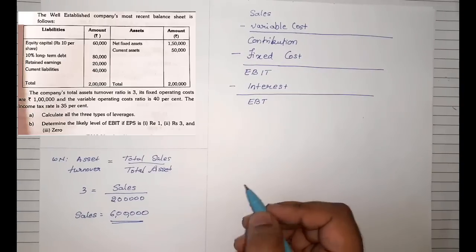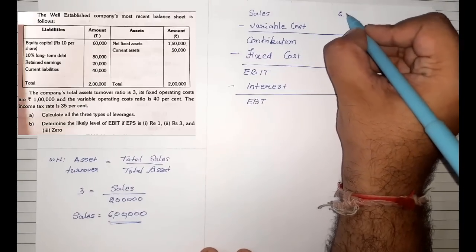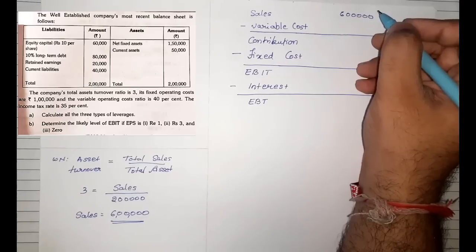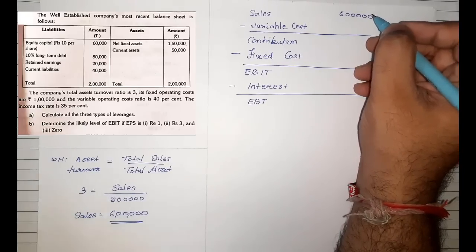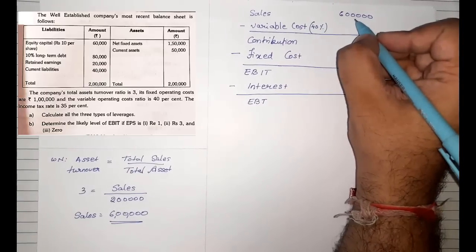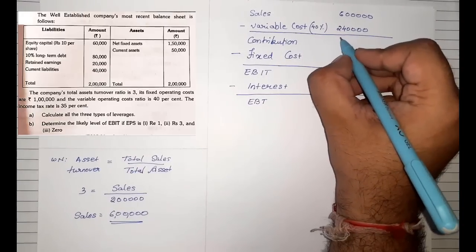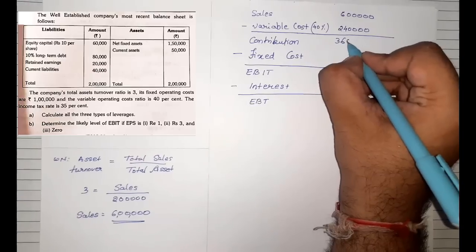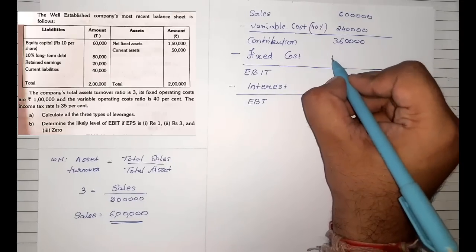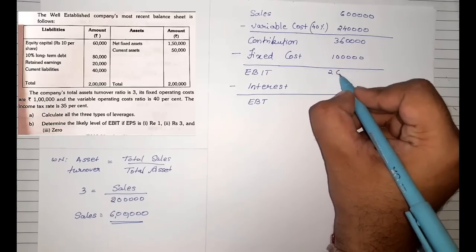Once we got the value of sales, now I can solve my income statement. So I'll write under sales 6 lakhs. Now in the question it is given that variable cost is 40%. So if variable cost is 40% of sales, 40% of 6 lakhs is 2,40,000. I subtract it, and I get 3,60,000 as my contribution. Now fixed operating cost is given as 1 lakh in the question, so we note down 1 lakh. So I get my earning before interest and tax as 2,60,000.